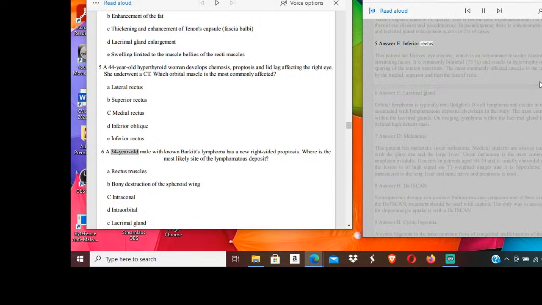5. Answer E. Inferior rectus. This patient has Graves' eye disease, which is an autoimmune disorder caused by long-acting thyroid stimulating factor. It is commonly bilateral, 75%, and results in hypertrophy of the muscle belly with sparing of the tendon insertions. The most commonly affected muscle is the inferior rectus, followed by the medial, superior, and then the lateral recti.